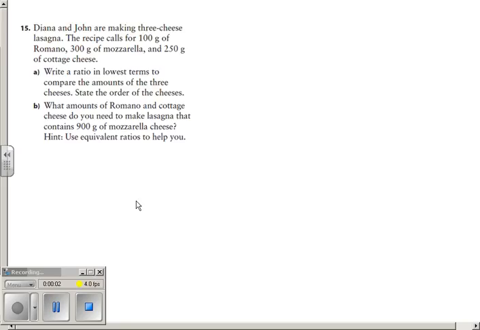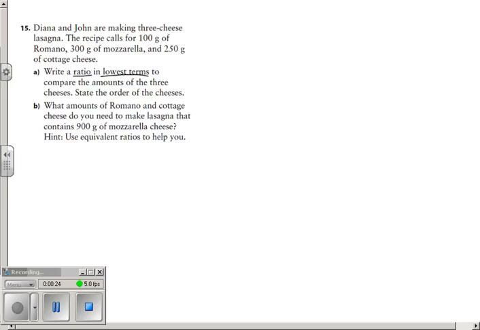Section 2.1, question 15 of MathLink says Diana and John are making 3-cheese lasagna. The recipe calls for 100 grams of Romano, 300 grams of mozzarella, and 250 grams of cottage cheese. Write a ratio in lowest terms to compare the amounts of these 3 cheeses.